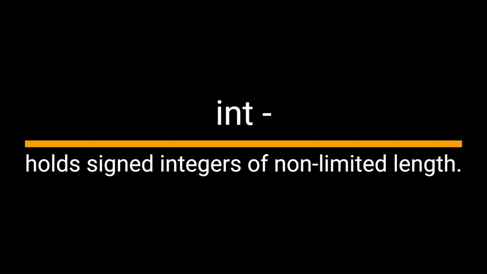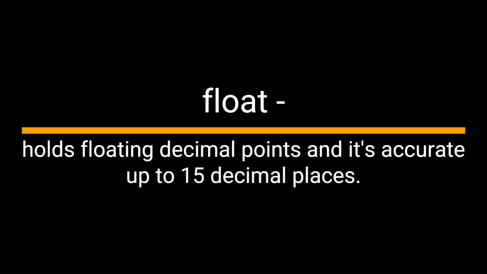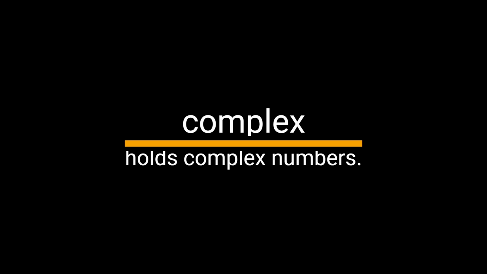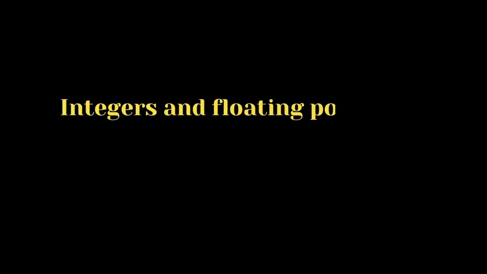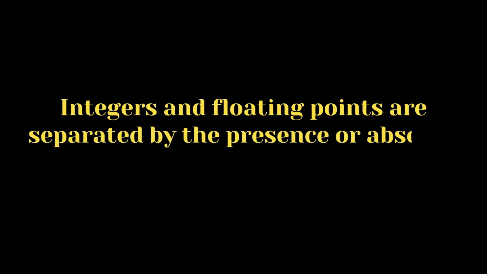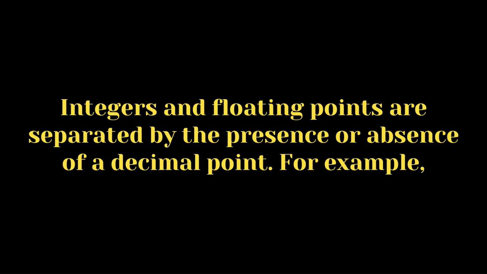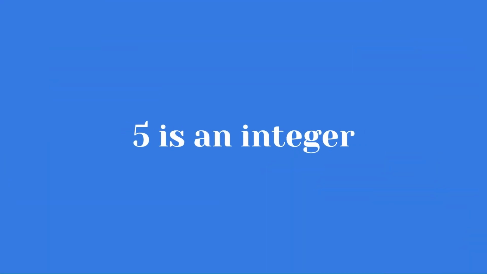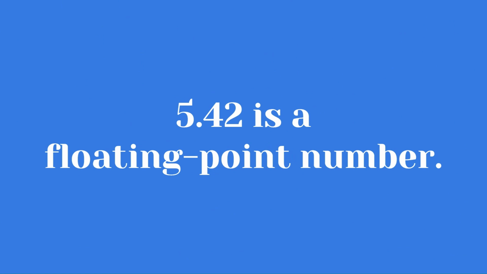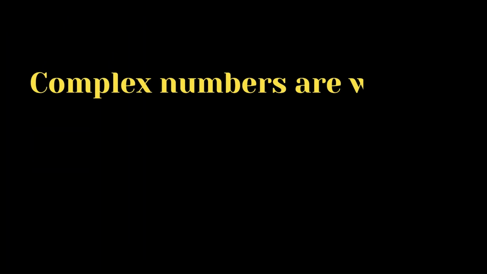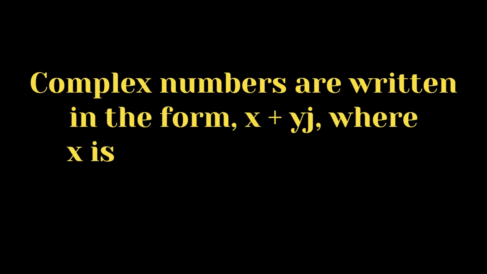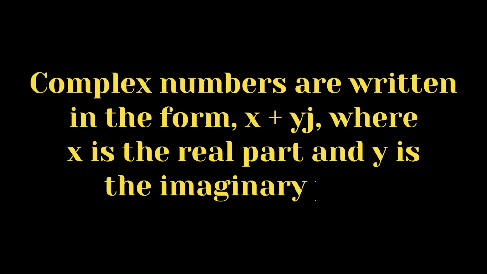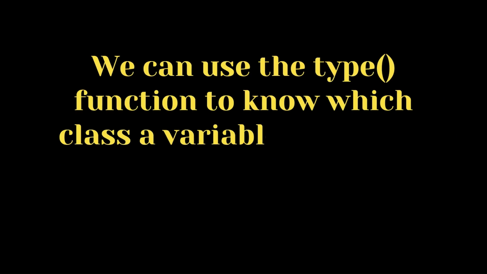Int holds signed integers of non-limited length. Float holds floating decimal points and it's accurate up to 15 decimal places. Complex holds complex numbers. Integers and floating points are separated by the presence or absence of a decimal point. For example, 5 is an integer. 5.42 is a floating point number. Complex numbers are written in the form x plus yj, where x is the real part and y is the imaginary part. We can use the type function to know which class a variable or a value belongs to.